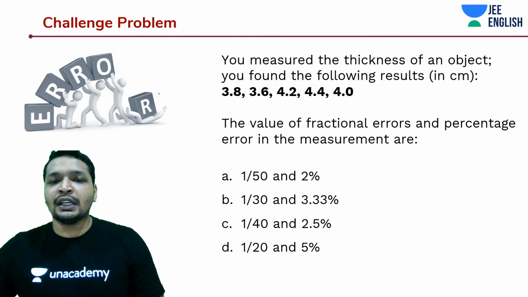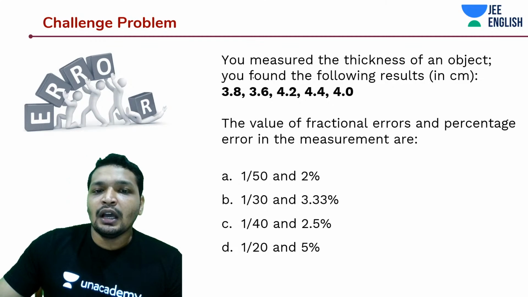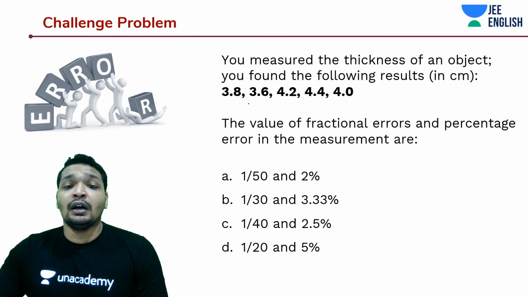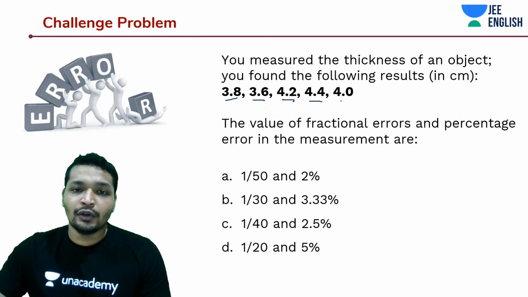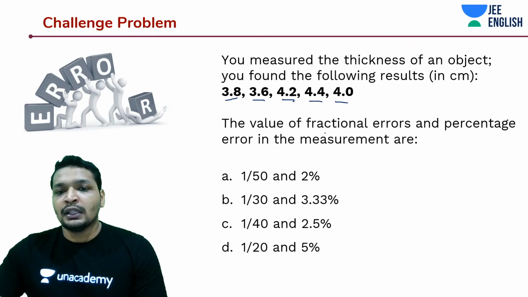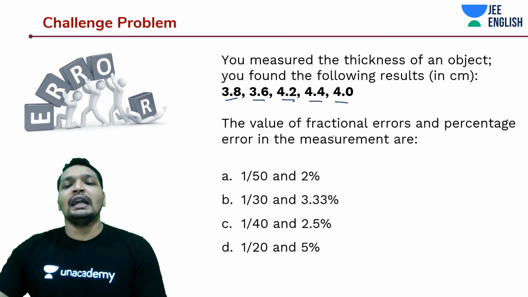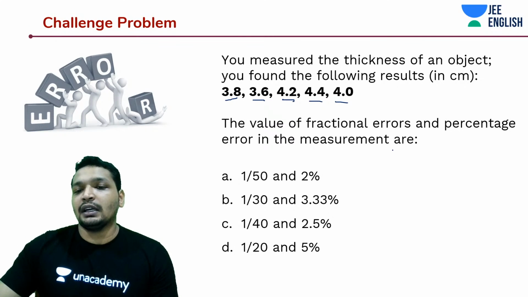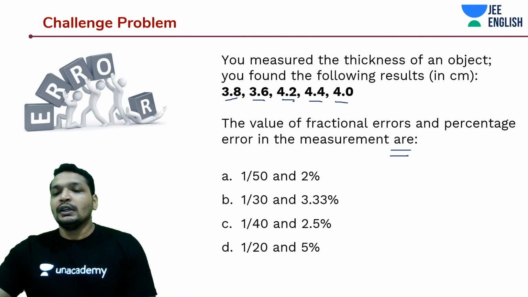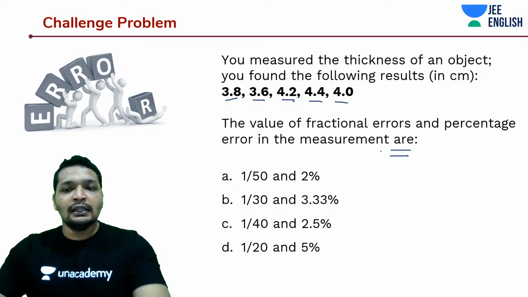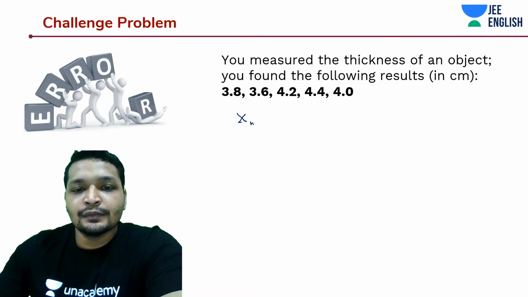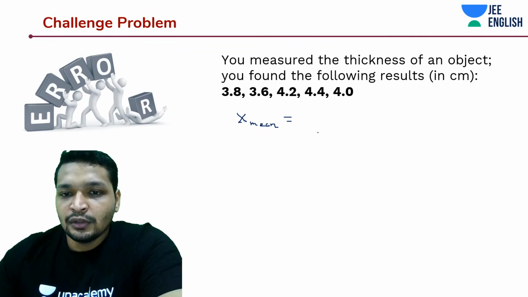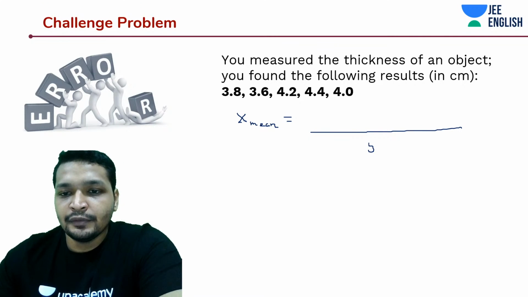So now you're measuring the thickness of an object, and your measurements are 3.8, 3.6, 4.2, 4.4 and 4.0. They're asking you the fractional error and the percentage error in the measurement. We just learned what fractional error and percentage error are. How do we find this? First of all, x mean, and in this case, how many measurements do we have? We again have 5 measurements. Something divided by 5.